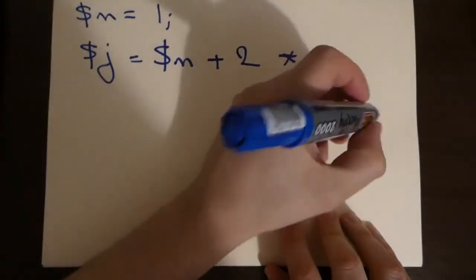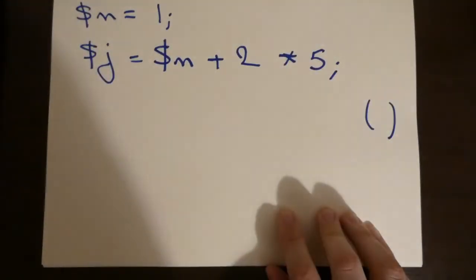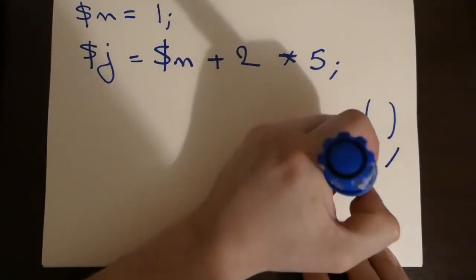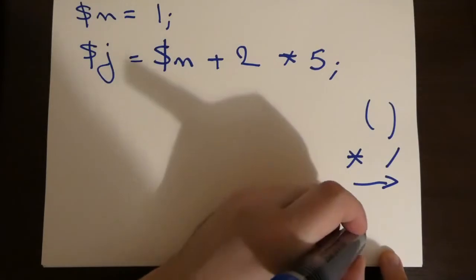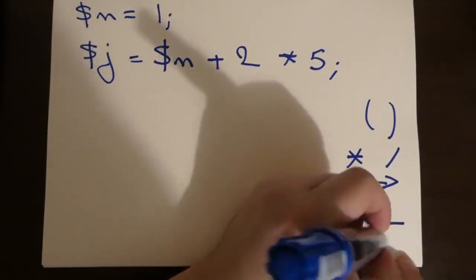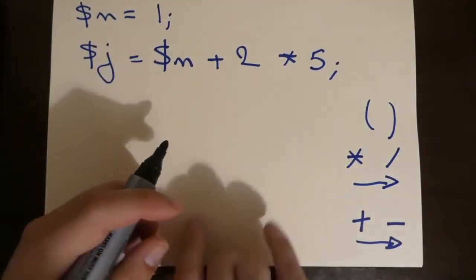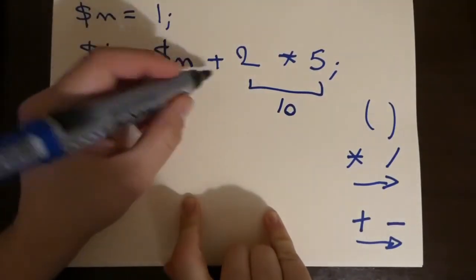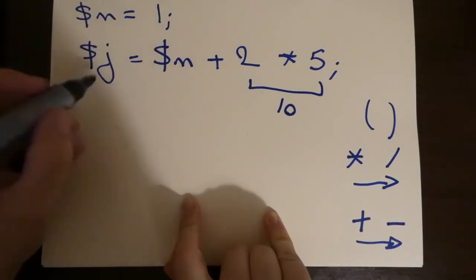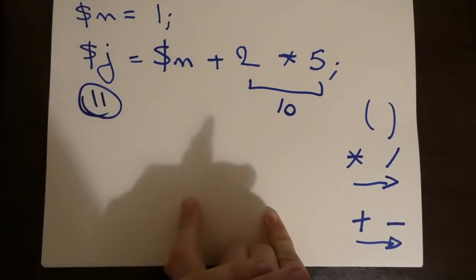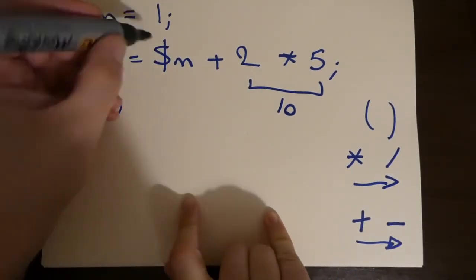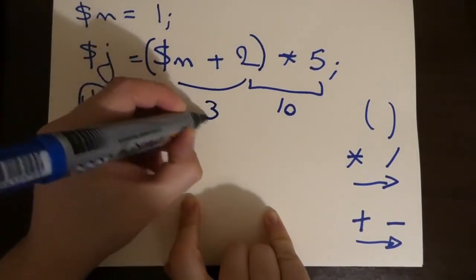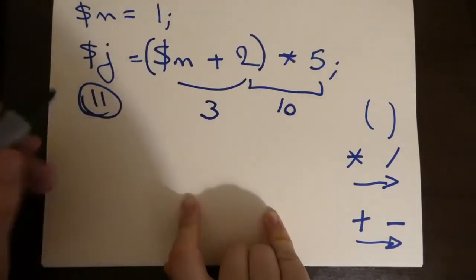The order of operations is: first you deal with whatever is inside brackets, then you do the multiplication and the division from left to right, and then you do the addition and the subtraction from left to right again. So here we would have 10, and 10 plus 1 is 11. So here j is 11. What if I put brackets here? Now I do this first, so we have 3. 3 times 5 is 15.